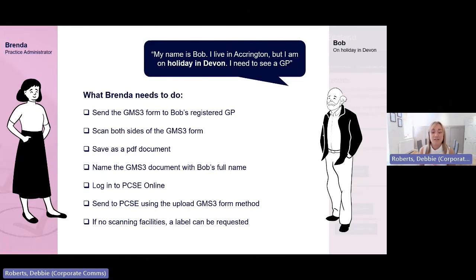Now, when she is saving the document, we request that she uses Bob's full name. And then once she's done all that and saved the document to the desktop computer, she can log into PCSE Online, and then she can use the area in PCSE Online to upload that to the system.